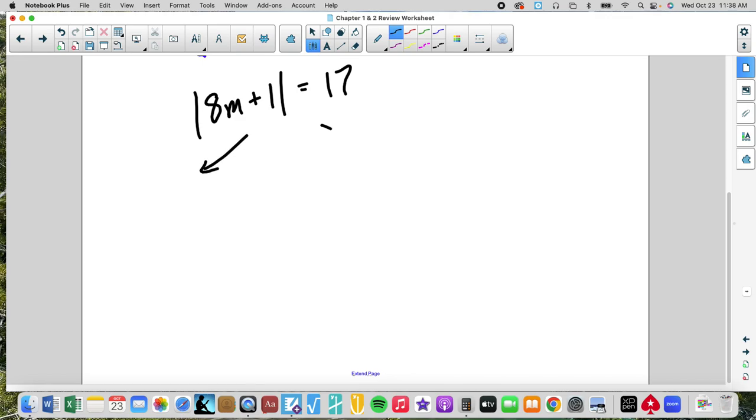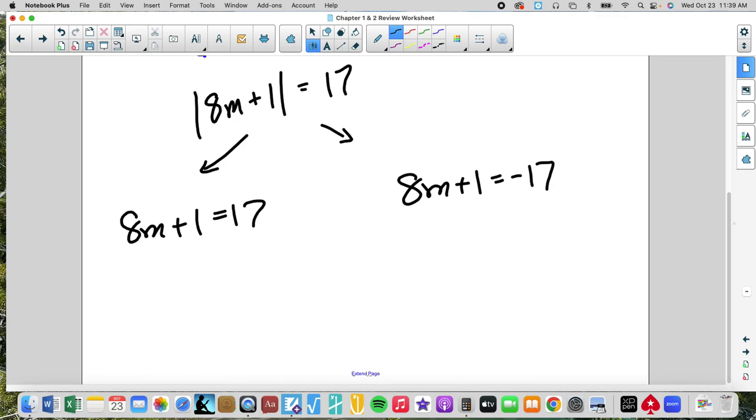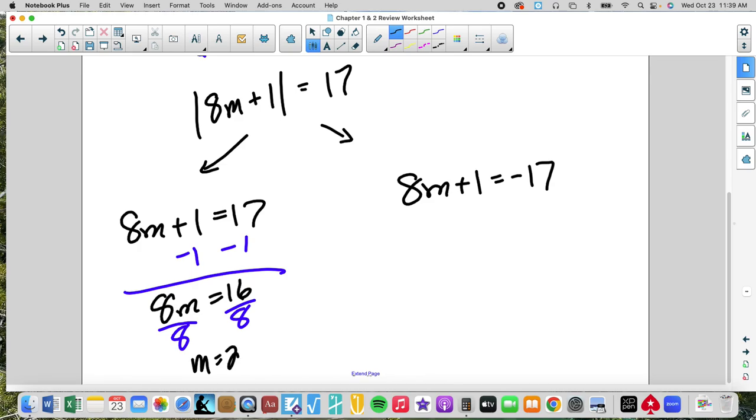Now I'm going to write two statements. 8m plus 1 equals 17. 8m plus 1 equals negative 17. And now minus 1. 8m equals 16. Divide by 8. And m is a nice clean 2.